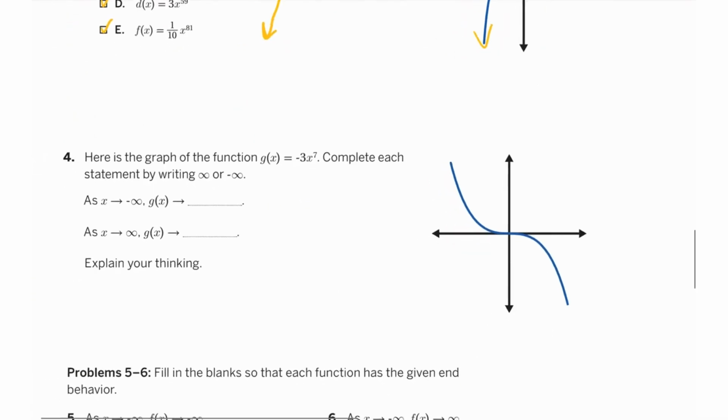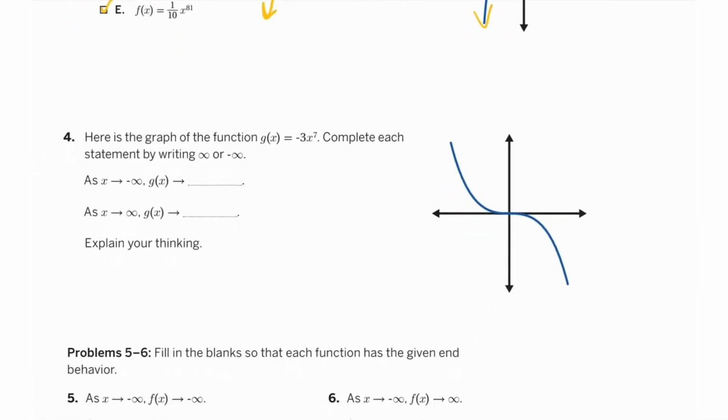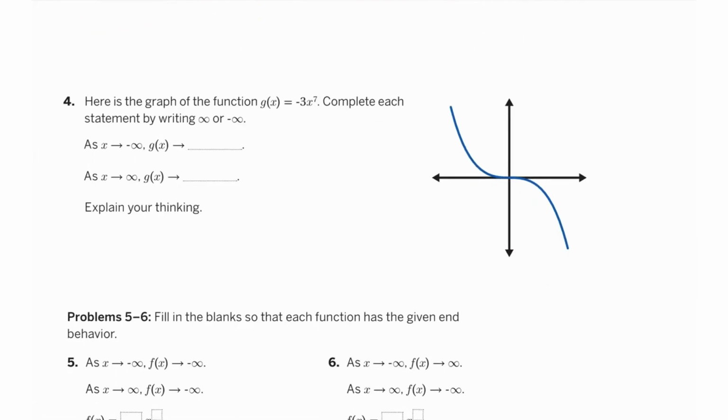For number 4, here's the graph of the function g of x equals negative 3 x to the power of 7. Complete each statement by writing infinity or negative infinity and explain your thinking. So in the first one here, as x approaches negative infinity, I'm looking at the left side because we're approaching negative infinity. I see that my y value is actually going up. So I would say that g of x is approaching infinity because, again, I'm going towards the y value of infinity.